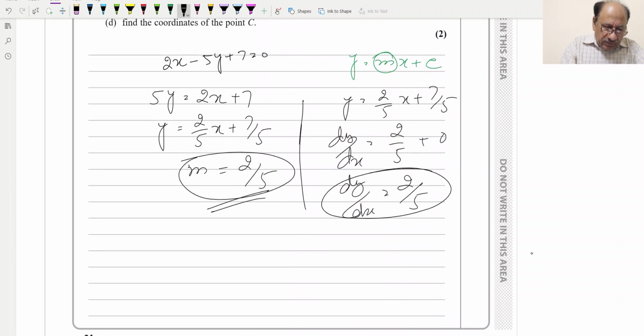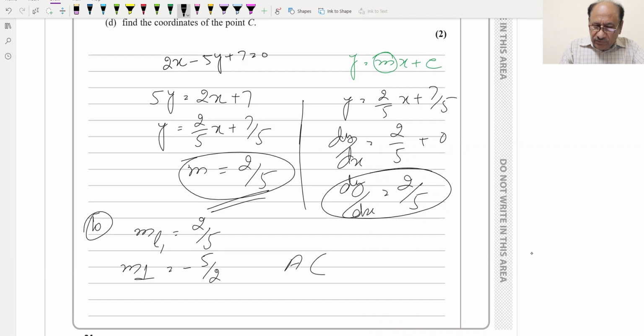So we can write B part: gradient of L1 will be equal to 2 by 5, and gradient of the perpendicular will be reciprocal and change sign, so it will be minus 5 by 2, and the given point is A, which is 6 and minus 2. So we have to use this point and this gradient to write the equation of the line.